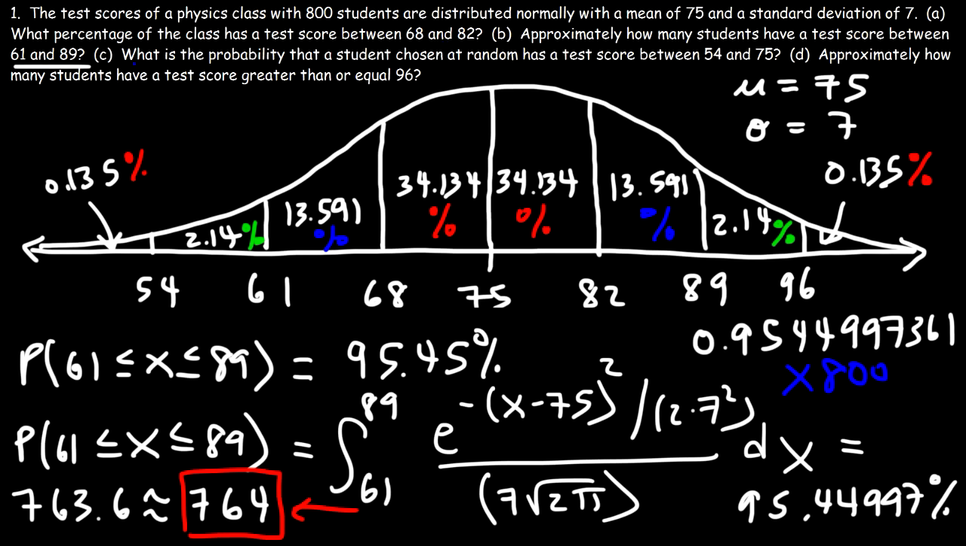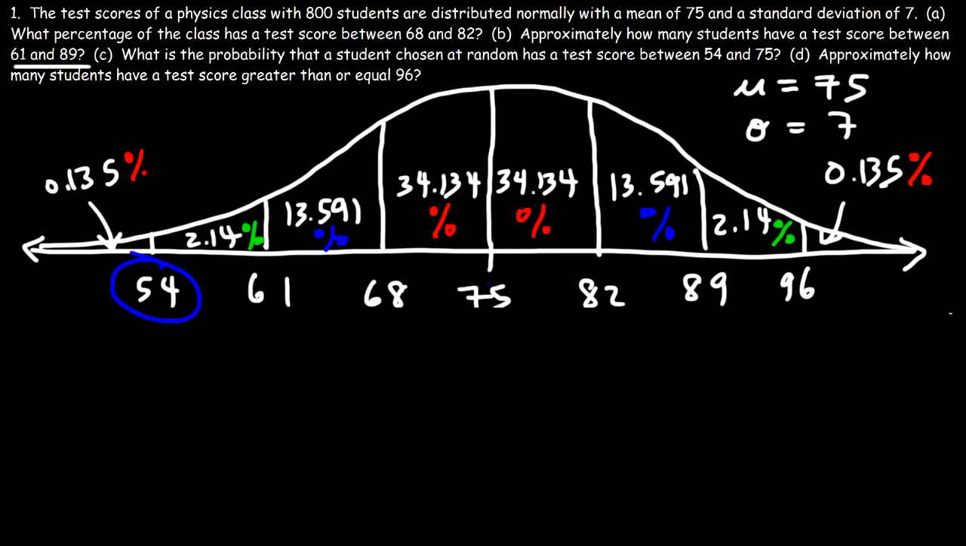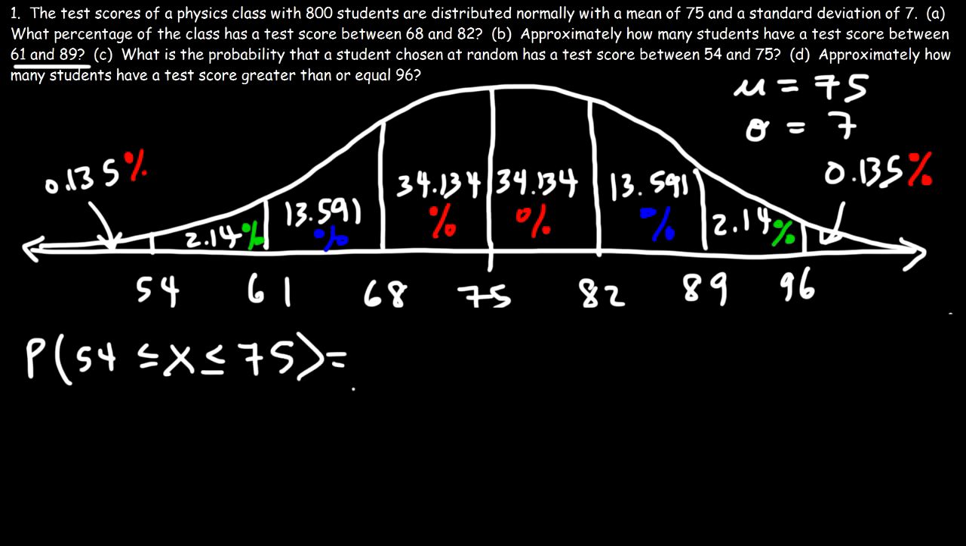Now, let's move on to part C. What is the probability that a student chosen at random has a test score between 54 and 75? So go ahead and work on that problem. So here's 54, and we're going to stop at 75. So basically, we need to add these three numbers. So the probability of selecting a student that has a test score between 54 and 75 is going to be, so we're going to add 2.14 plus 13.591 plus 34.134. And so you should get 49.865%. So that's an approximation, pretty much a good approximation.